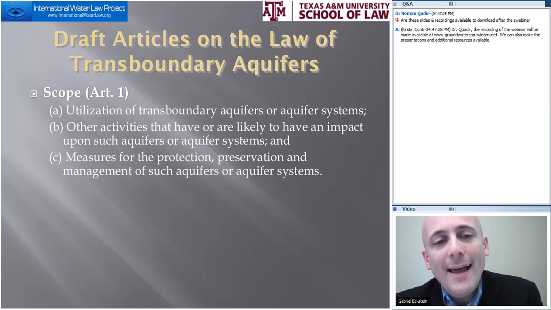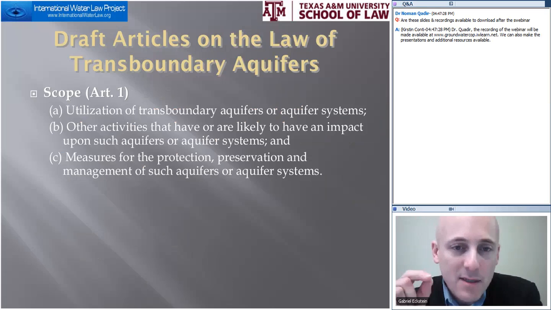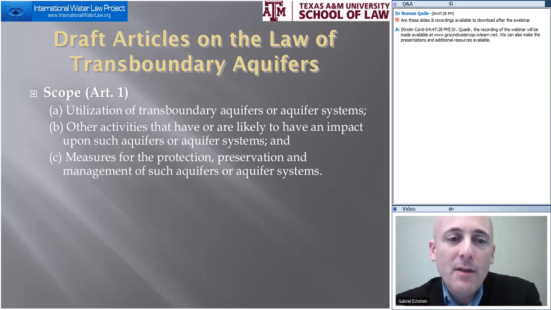surface waters or not. And in particular, if you look at B under Article 1, it applies to all activities that might have an impact on those aquifers. So it's not just the actual use of the aquifer, but it's activities that might impact those transboundary aquifers.